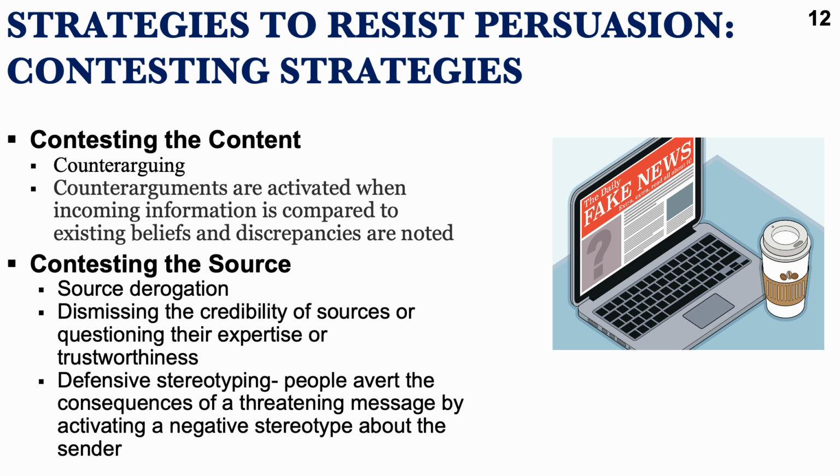Another thing you can do is contest the source. We typically call this source derogation. So this happens when you dismiss the credibility of the source or you question their expertise or their trustworthiness. So, one thing that we could do is go ahead and call news fake news if we don't like it. We can say we know that they're completely lying because it's fake. We can say that the person who wrote it isn't a good author or is not a good journalist, and so on and so forth.